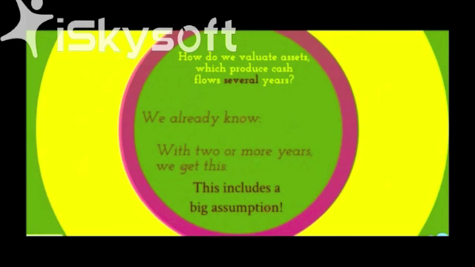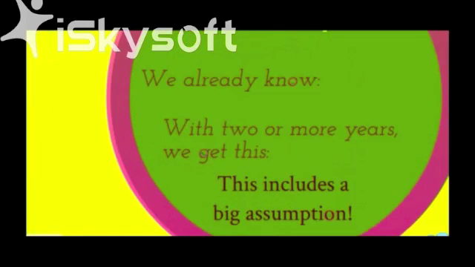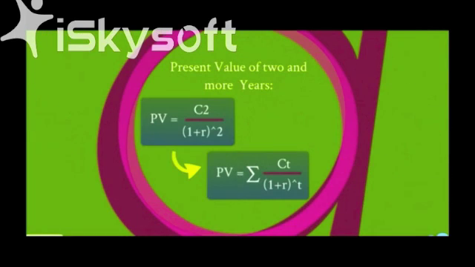With 2 or more years, we get this. The present value of 2 years is C2 divided by 1 plus the interest rate to the second power. If you have several years, it is the sum of the cash flows Ct divided by 1 plus the interest rate to the power of t.